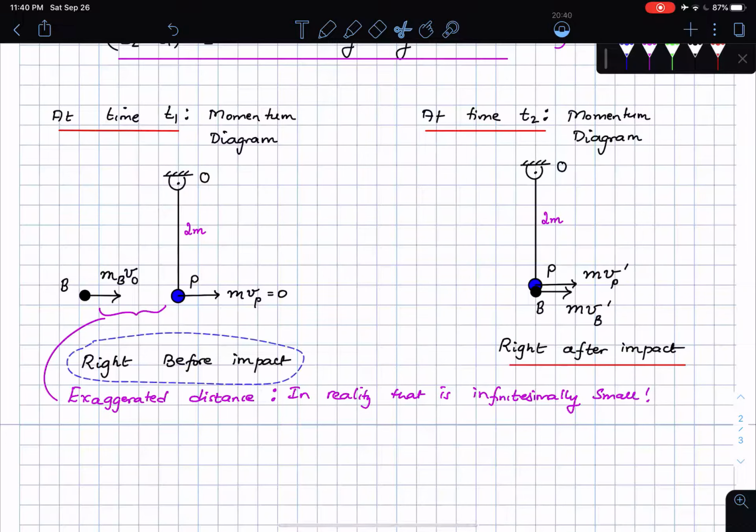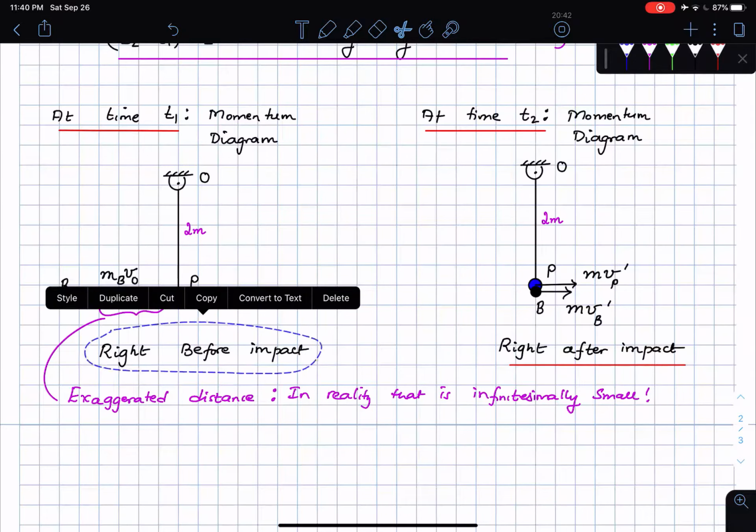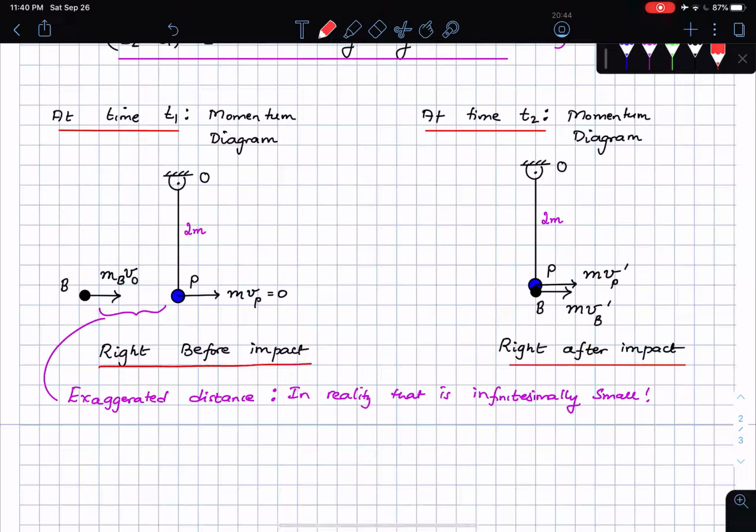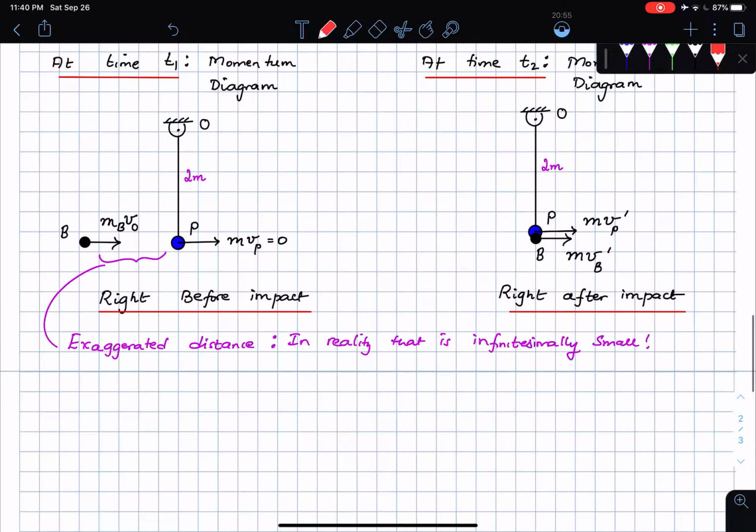Let me bring that up a little here. Okay, and then let me do the underlining. I hope this makes sense to everybody. So this is the momentum diagram right before impact. This is the momentum diagram right after impact. Then one more thing I need to draw is the impact relevant free body diagram. Let me do that very quickly.